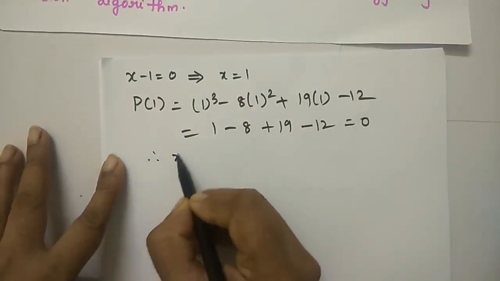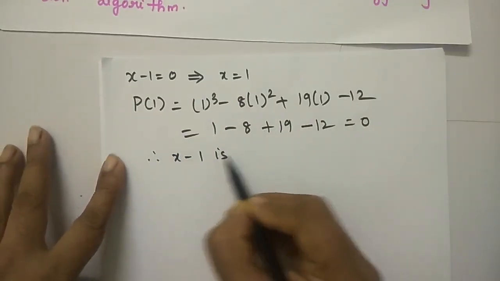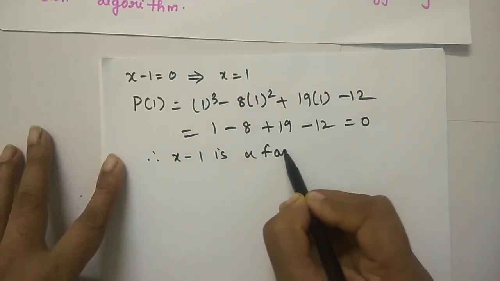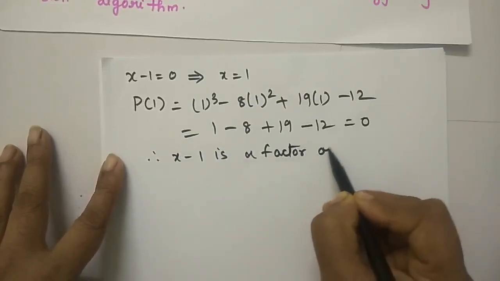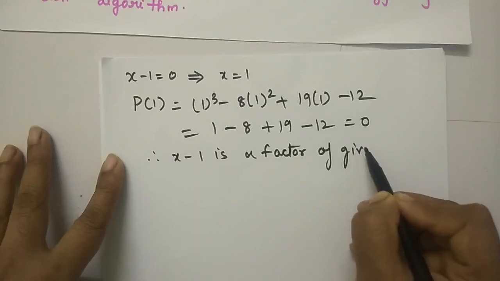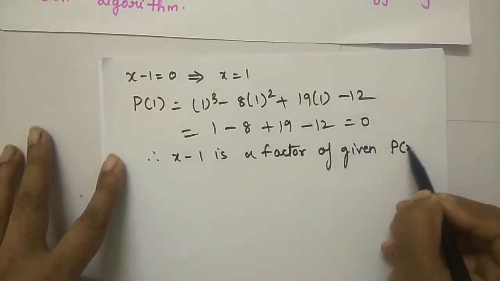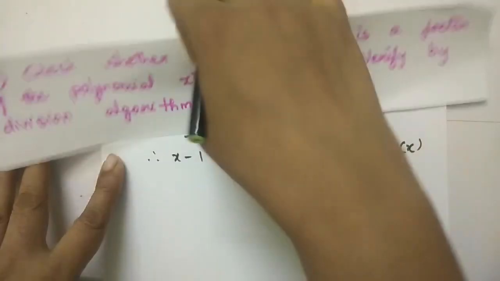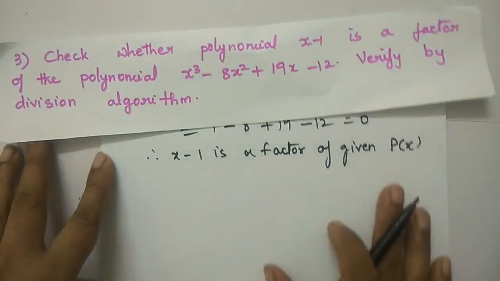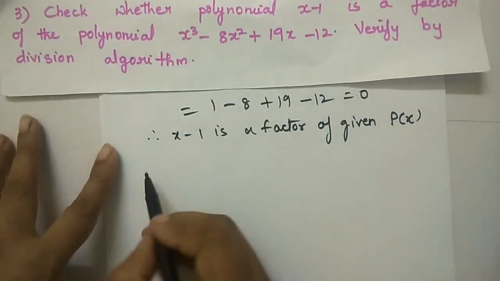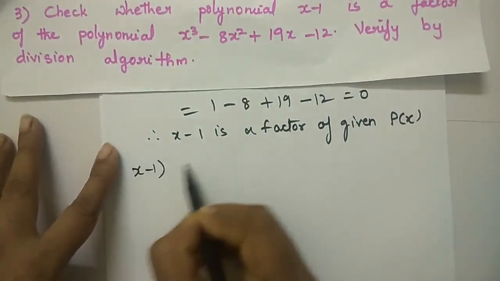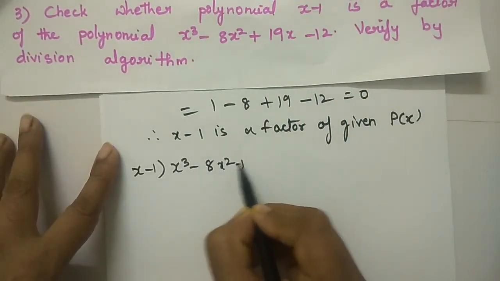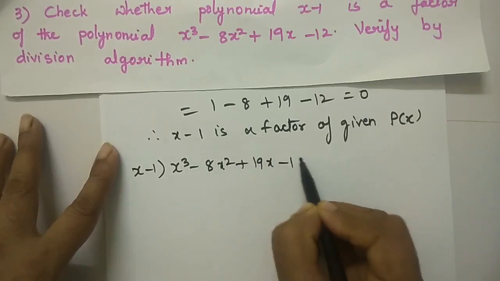Therefore, x minus 1 is a factor of the given p of x. Now, they are also asked to verify by using the division algorithm. Division algorithm is nothing but you have to divide. So, x minus 1 into x cube minus 8x square plus 19x minus 12.